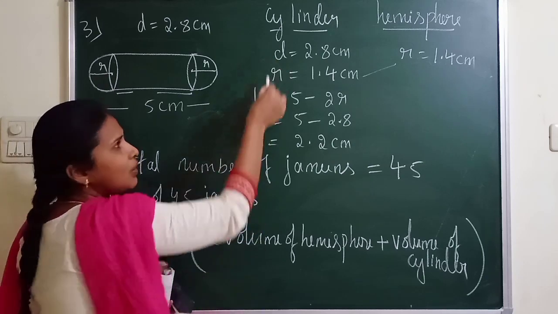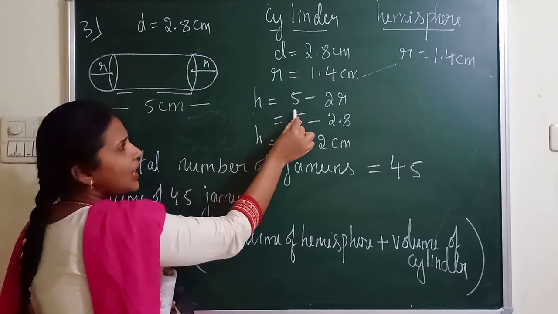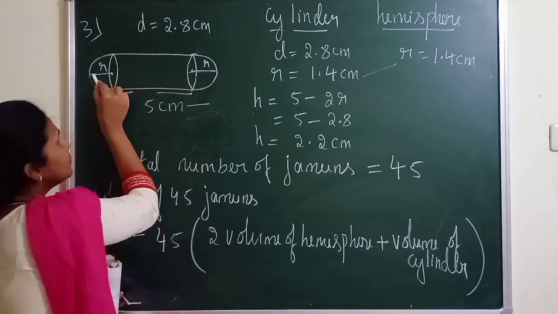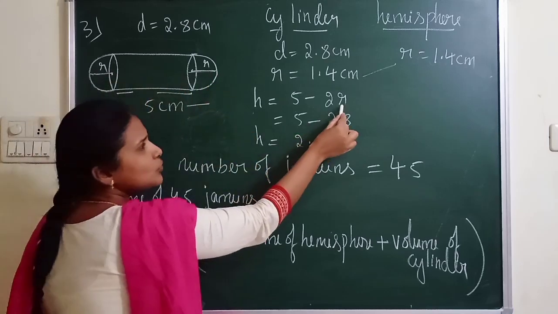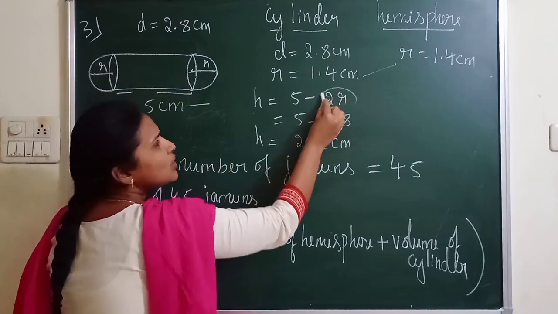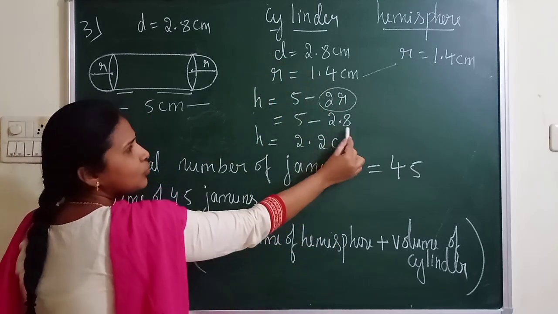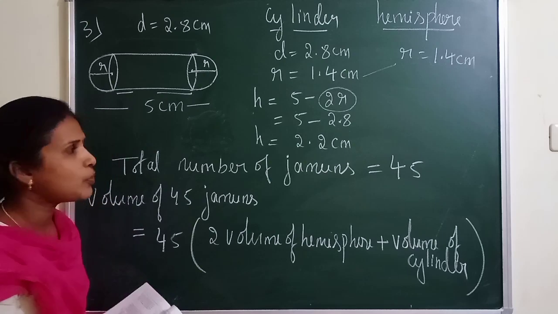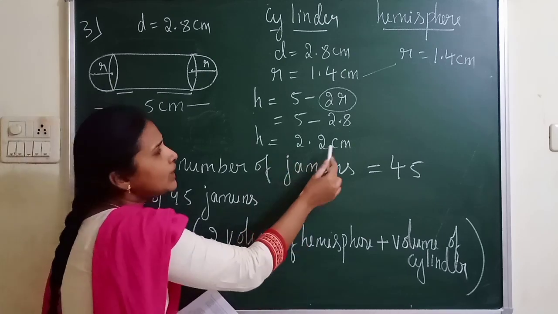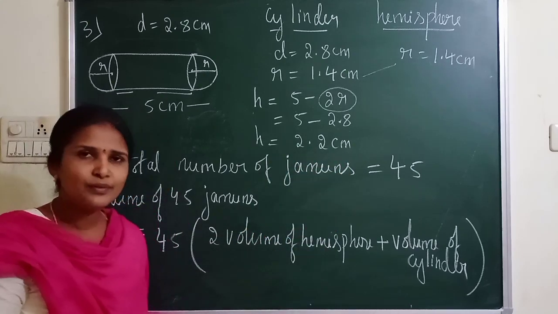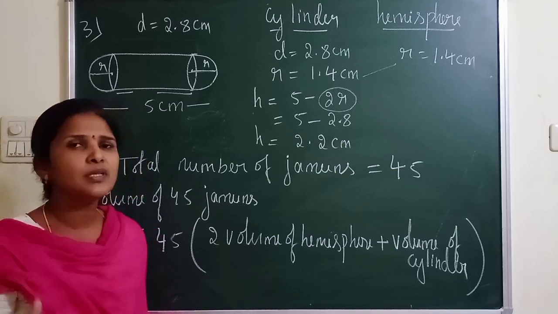Height equals to about what? Height of the cylinder: 5 minus how many radius? 2 radius. 5 minus 2r. And you know that 2 times the radius is what? 1 diameter. So what is the diameter given? 2.8. 5 minus 2.8 is 2.2 centimeter. So the height or length of the cylinder is 2.2 centimeter.